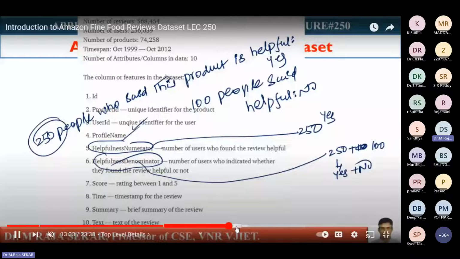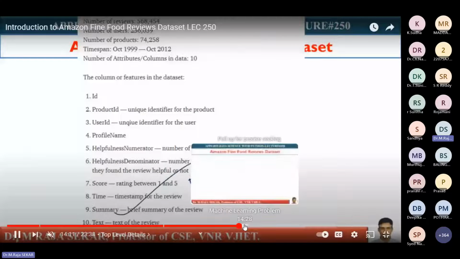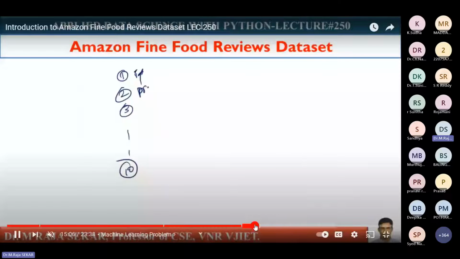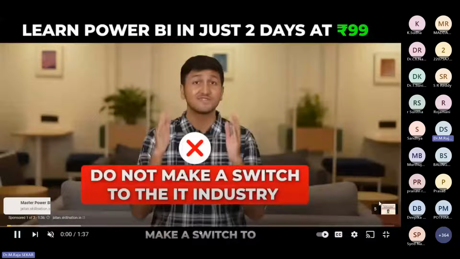Isn't it? Actually, text plays an important role for rating. Anyway, how it is useful, we will try to understand. I would like to highlight what this particular data set is. Actually, what is the intention? Why are we introducing this data set? What is the purpose of this data set?